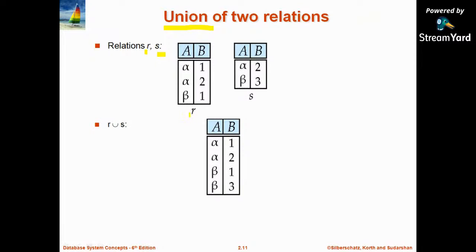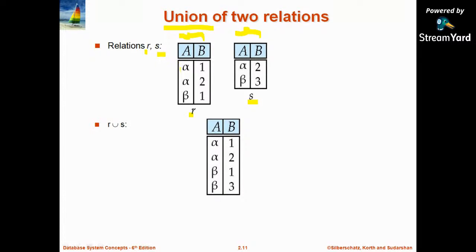So you have to take R and S, and whenever you apply this, the columns of relations R and S should be the same. If they are not the same, you cannot do the union. Their names are the same, their cardinality is the same, and their sequence or order is also the same. Now we will take the union.